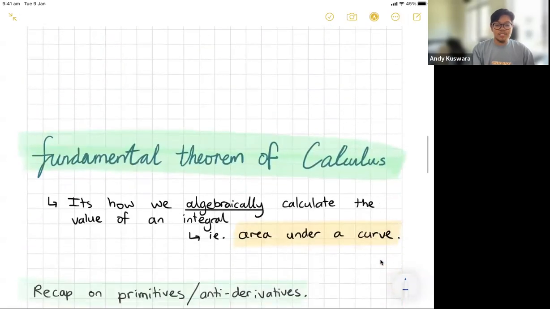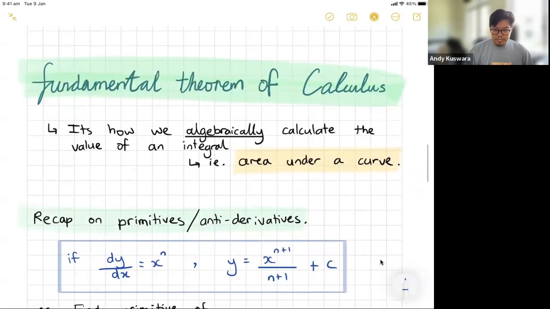We knew how to find the areas. Now, this is the algebraic way that we do it. Okay, that means we can calculate it accurately. We're not kind of guessing, and it will be how we find the value of an integral, or in other words, it's how we find the exact area under a curve. Okay, so now this formula will become very, very important.